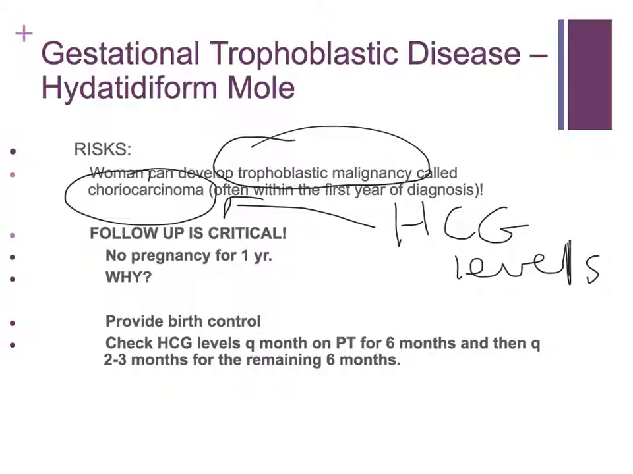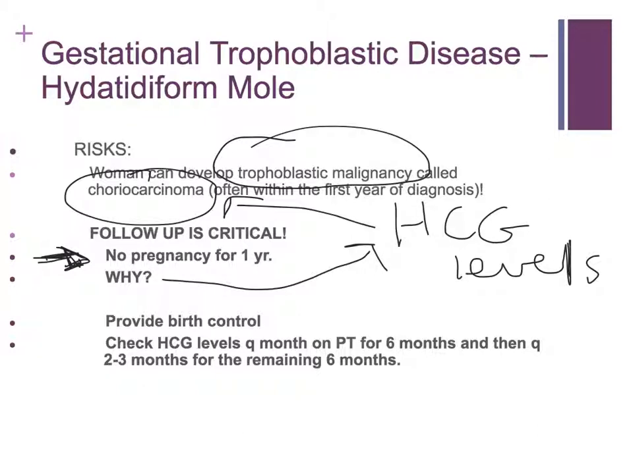So what is the intervention? What's the nursing care with somebody who's had molar pregnancy or hydatiform mole? Is the follow-up and the teaching that she cannot get pregnant for 1 year. She needs to be on birth control. She can't get pregnant for 1 full year because every month we need to monitor what her HCG levels are. They should be at 0. If they start to go up, we know she's developing choriocarcinoma.